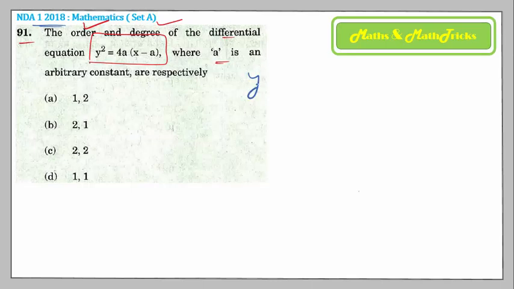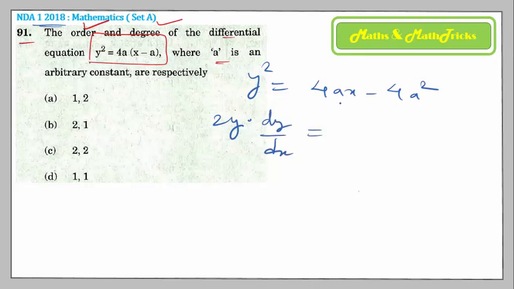So the given equation we will write as y square equals 4ax minus 4a square. Differentiating with respect to x gives 2y, the derivative of y square. But again y is dependent on x, so the derivative is dy by dx, equals, on the right side, 4a, since 4a is a constant multiplier of x and the derivative of x is 1. And 4a square is a constant, so its derivative is 0.